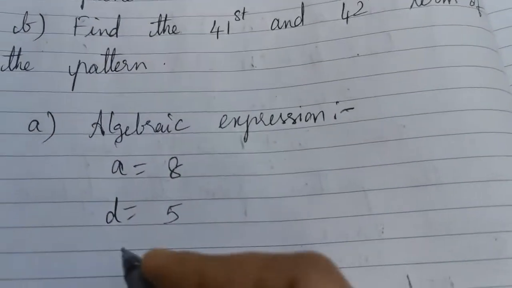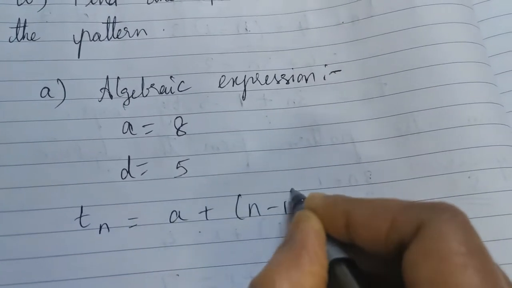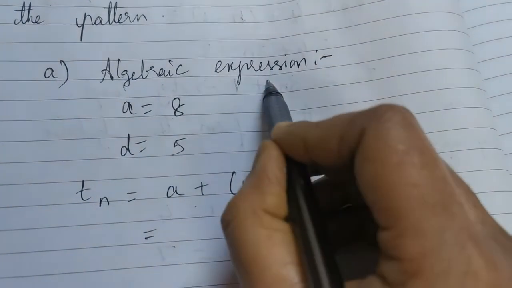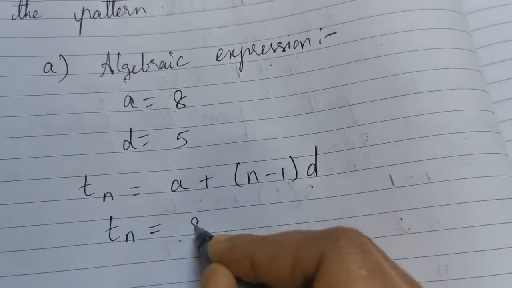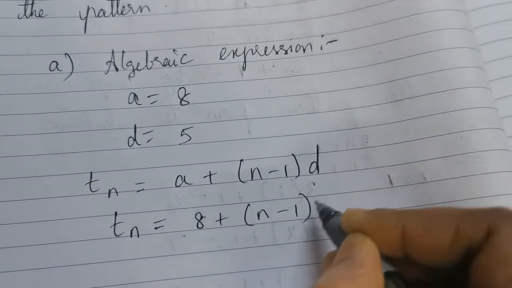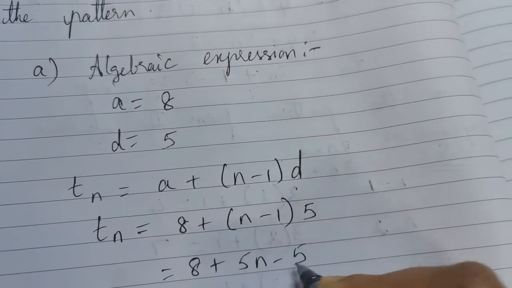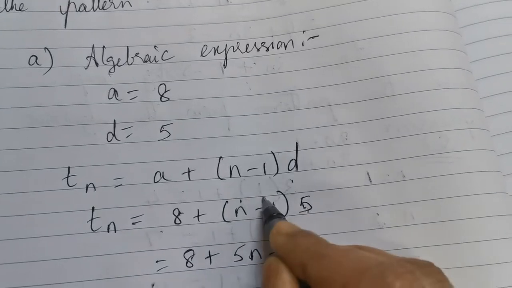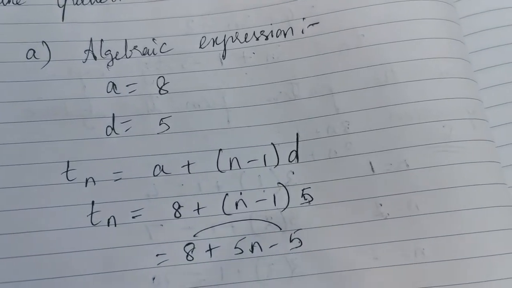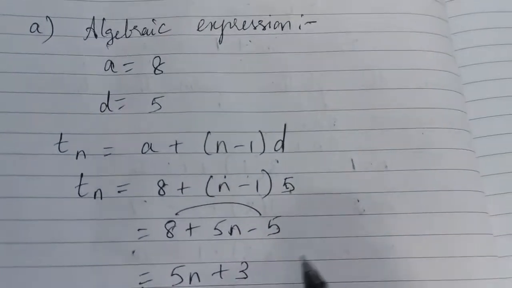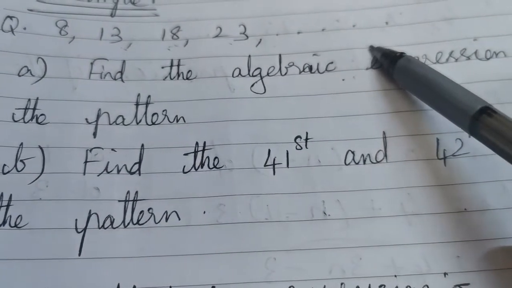Now to find the algebraic expression, the formula I will use is the Tn formula. Tn is equal to A plus (n minus 1) into D. So since we are finding the algebraic expression, n will not have any value. N will be n. A is 8, n is the same, D is 5. So 8 plus 5n minus 5. 5 into n is 5n, 5 into minus 1 is minus 5. So 5n, and 8 minus 5 gives me plus 3. So this is the algebraic expression of this pattern 8, 13, 18, 23: 5n plus 3.